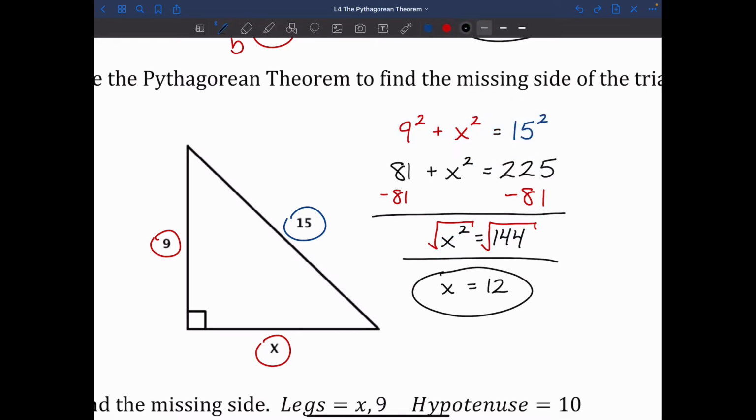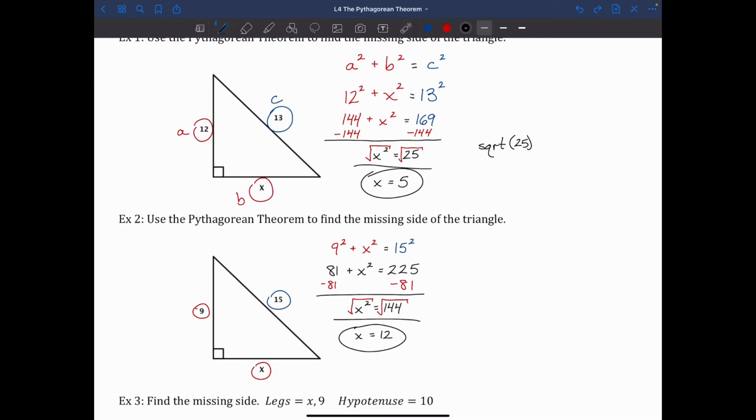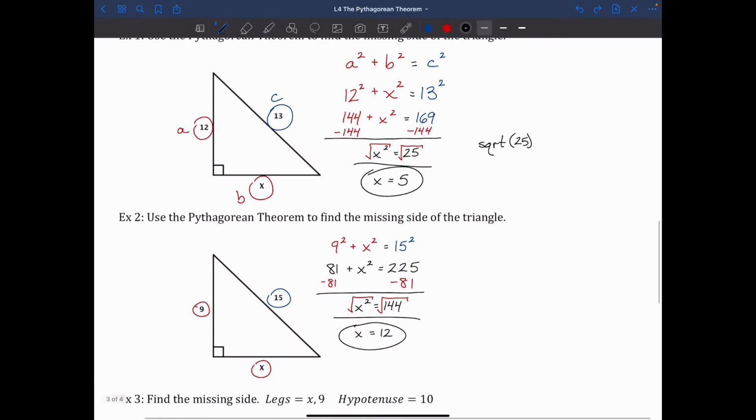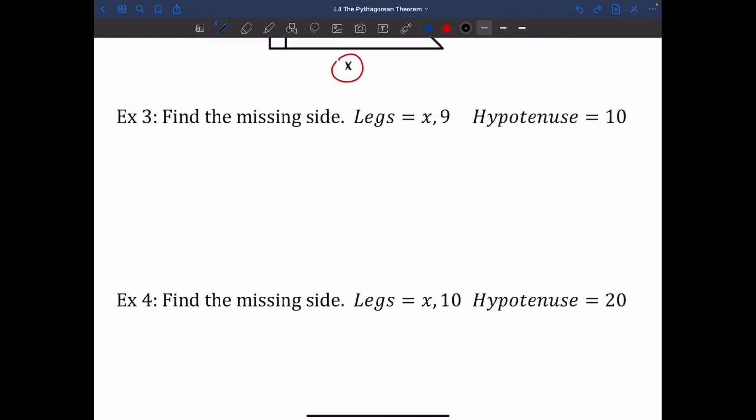So what we're going to do is take a look at a couple that don't come out quite as nicely. On these last two, we actually had Pythagorean triples. We had side lengths that were all just whole numbers. The first one was 5, 12, and 13. This one was 9, 12, and 15. So 3, 4, 5 is another Pythagorean triple you might run into now and then. But what we're going to do is take a look at some that don't come out as nice. We need to find the missing side.